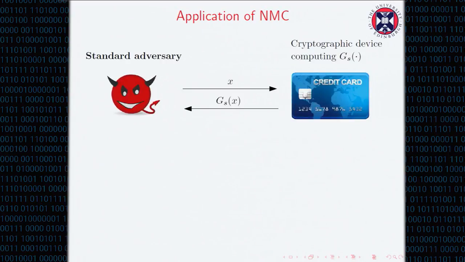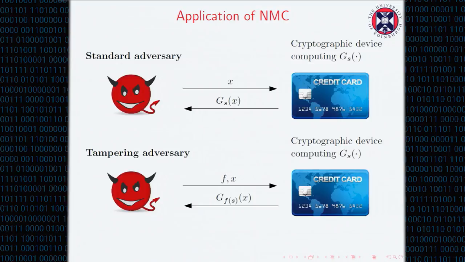So the application of this primitive is the following. In standard crypto, we have black box adversaries. We have a cryptographic device. Here we have a smart card. The device implements a cryptographic functionality G with private key S. S here denotes the private key of the device. In the standard interaction, the attacker gives input X to the device and receives G_S of X. And by the properties of G, we have security.